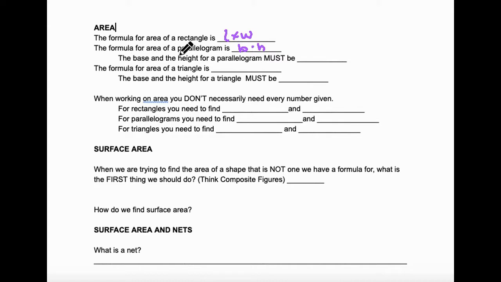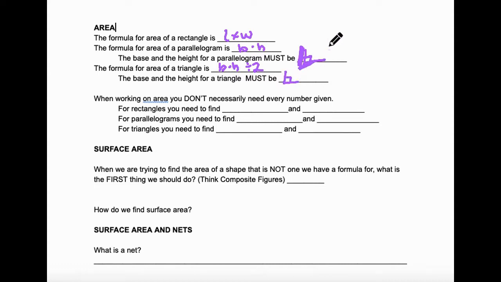When we're trying to find the base and the height for a parallelogram, they both must be perpendicular. They both must create a 90-degree angle between the two. The formula for area of a triangle is base times height divided by 2. So it's very similar to the parallelogram. We still have to find a base and a height, but then we have to divide it by 2, cutting it in half. The base and the height for a triangle must also be perpendicular, must create this 90-degree angle.